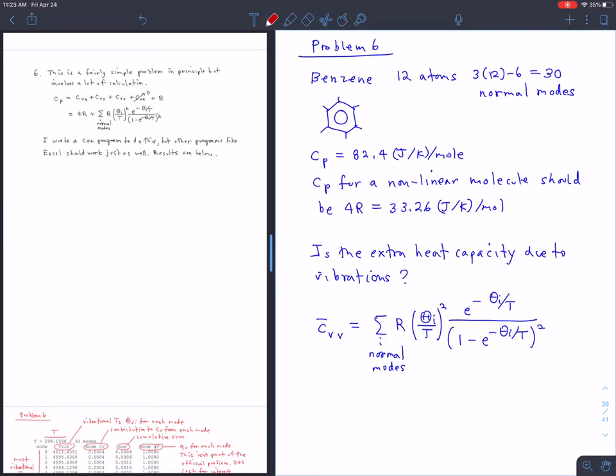So there's nothing different from what we've been doing already, except for the fact that benzene, of course, has 12 atoms, which means that it has 30 normal modes, which means that even though each mode may not contribute very much, it's possible that all 30 modes together contribute a lot to the overall heat capacity. There's reason to think so because the measured heat capacity for benzene is quite large, 82.4.